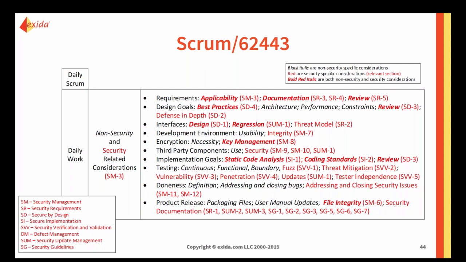We do need to do threat mitigation. So if we have threats, we need to make sure we mitigate them. We found threats in our threat model. We need to worry about vulnerability testing. We need to do some penetration testing. We need to worry about updates when we are doing testing. And this big one is the tester independence, which we've already covered.